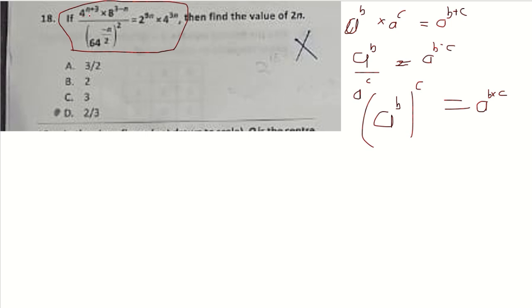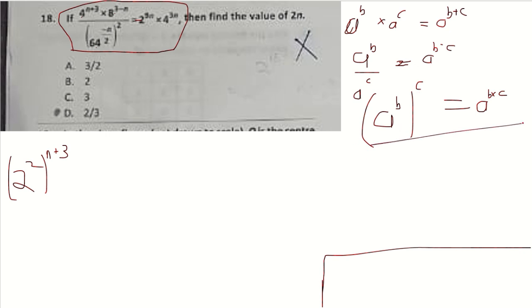Now, if you look at all of the base values 4, 8, 64, 2, and 4, they're all powers of 2. So you can convert them all to powers of 2. Now, 4 is equal to 2 power 2. I'm going to write our final expression here, LHS equal to RHS. So 2 power n plus 3. 2 power 2 is 4. And so using this identity, we get 2 power 2 into n plus 3, which becomes 2 power 2n plus 6.